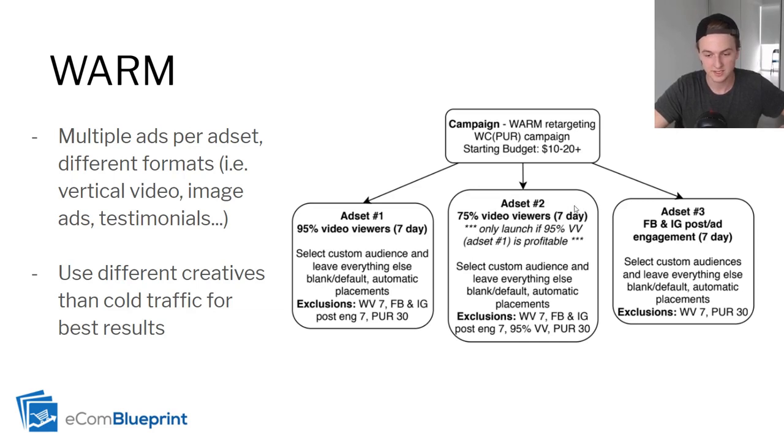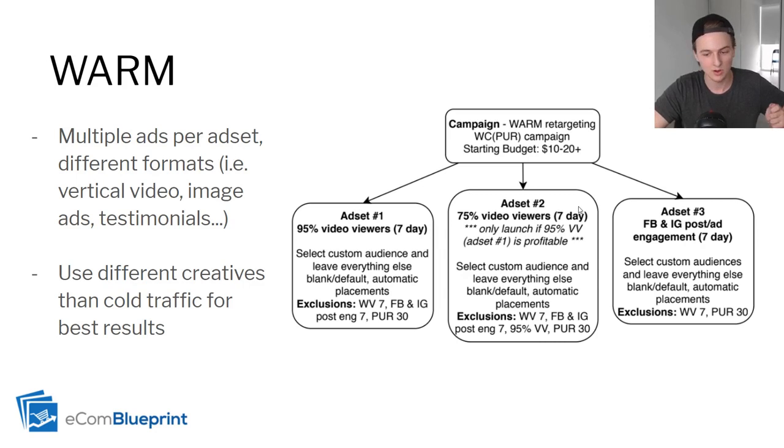Now, the second ad set is 75% video viewers. And I put here, you want to only launch this if the 95% video viewers is profitable. So you don't want to launch this right away. You want to launch only the 95% video viewers. And then if the 95% video viewers is really profitable after a few days, then you can expand on this by targeting more video viewers, the ones that only watched up to 75%, or the ones that watched less than 95% but at least 75%. And so if this is profitable, you want to launch this.